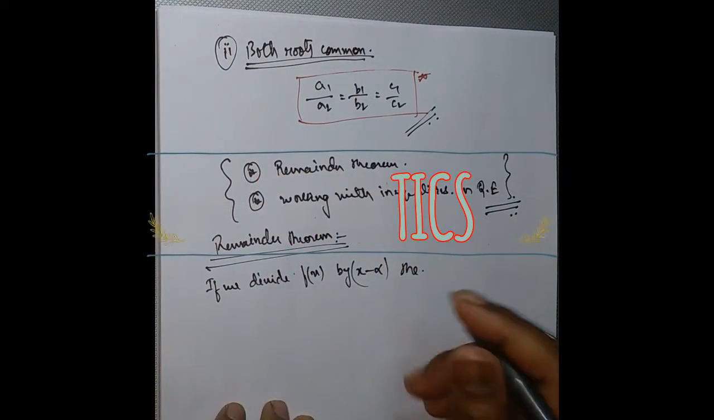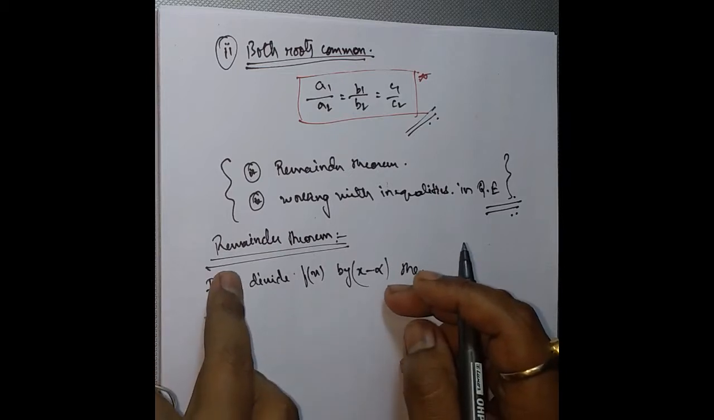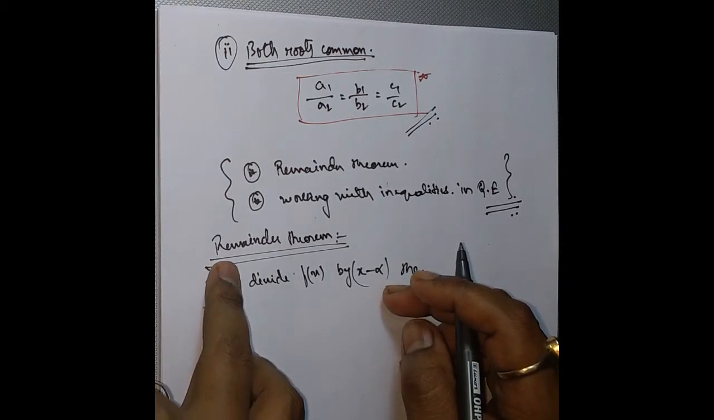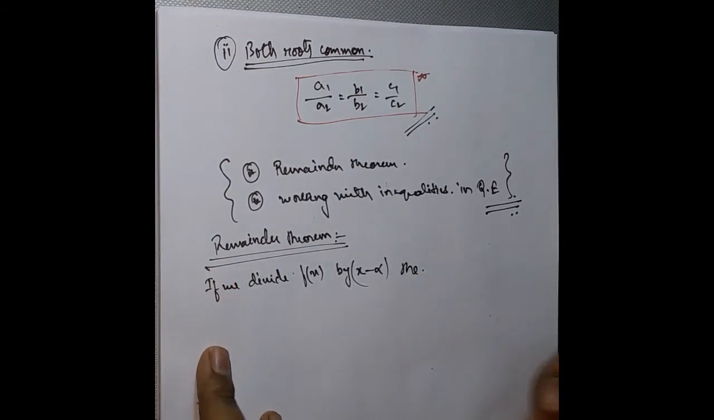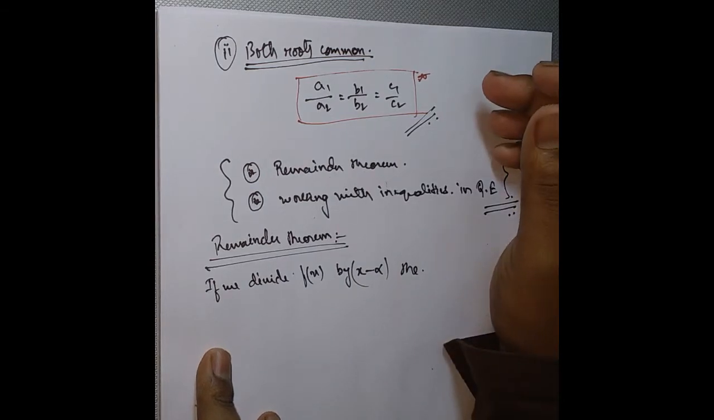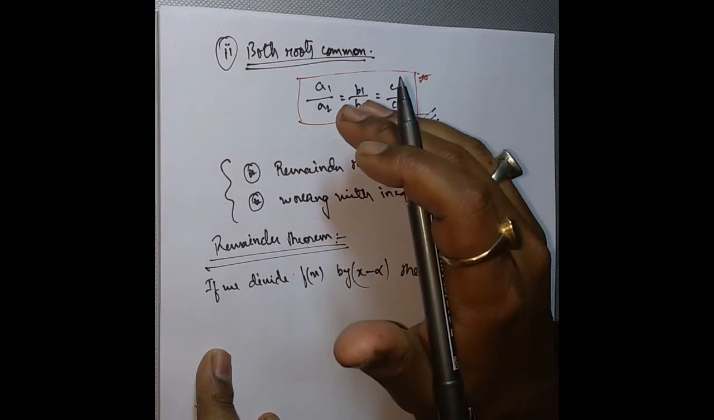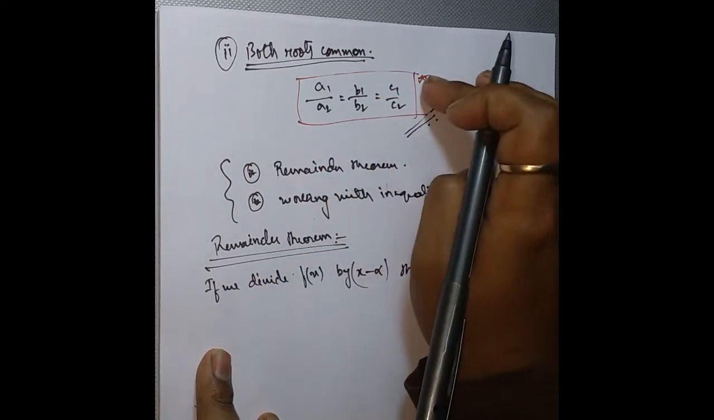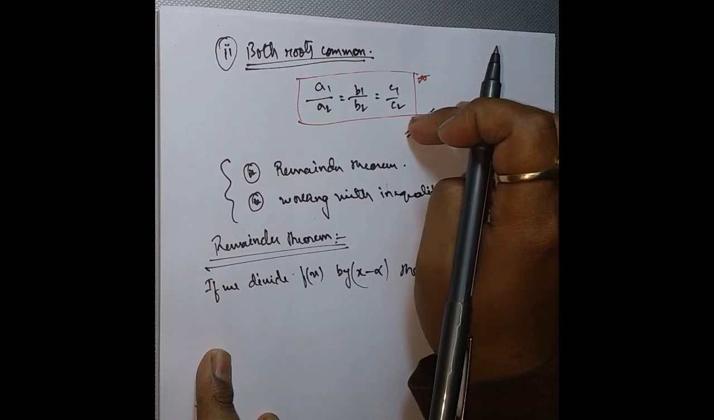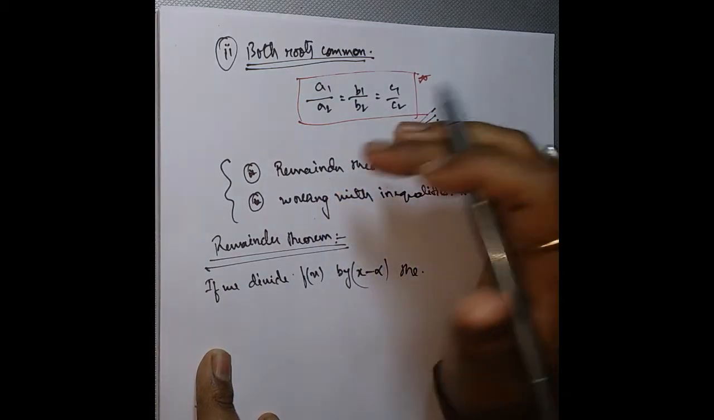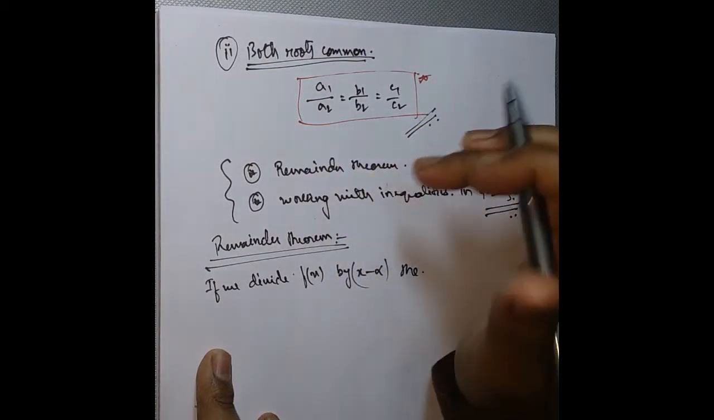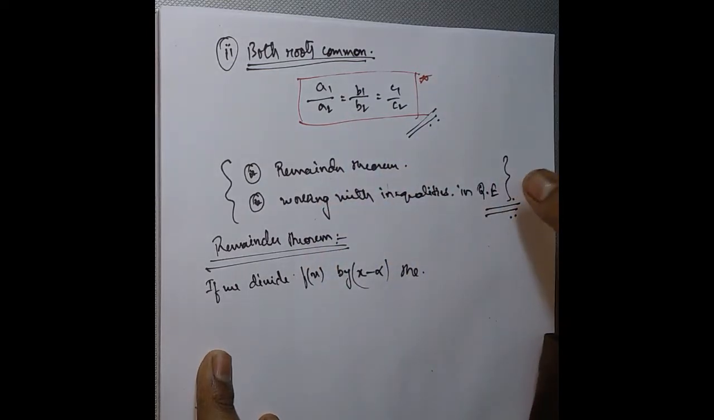Hello guys, I am on my next tutorial lecture on quadratic equations. Last time we described the various quadratic equations, how to solve them, and discussed common roots, like suppose for one root common and for both roots common. Last time I said that we will discuss the remainder theorem and working with inequalities in quadratic equations. So here we have the remainder theorem.